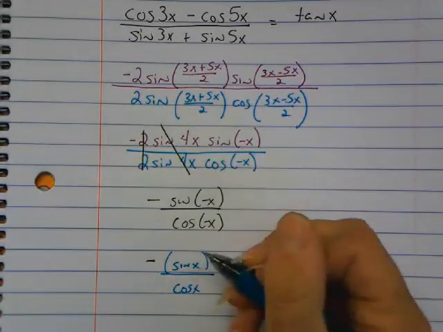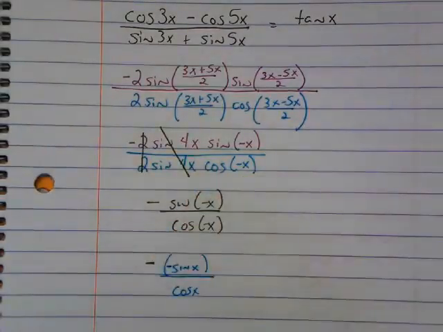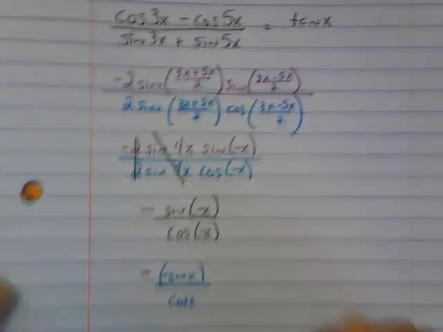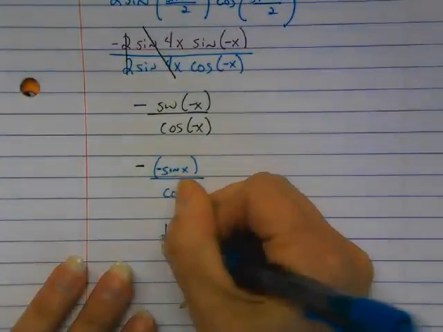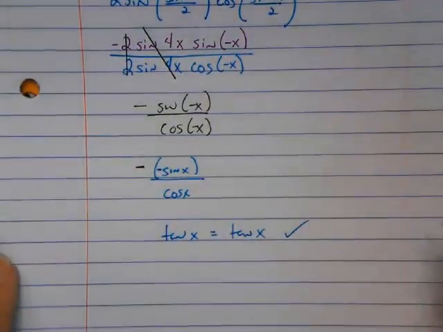Oops, hang on, I did a boo-boo. Look, the sine of negative x is negative sine of x. Thank you. So now, sine over cosine is tangent, and a negative times a negative is a positive. So tangent x equals tangent x. Woohoo! I'm done.